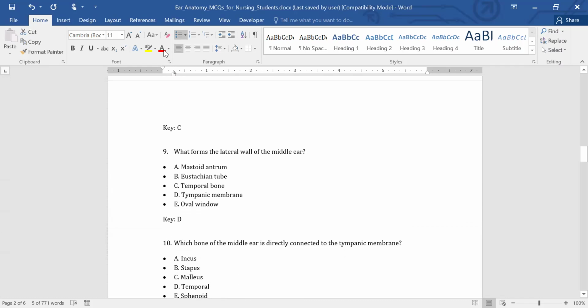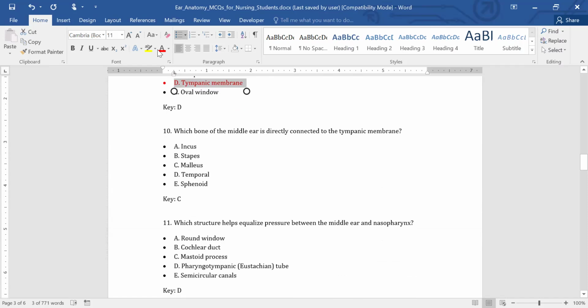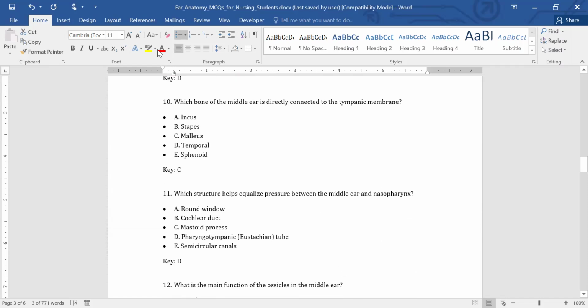What forms the lateral wall of the middle ear? It is the tympanic membrane which forms the lateral wall of the middle ear. Which bone of the middle ear is directly connected to the tympanic membrane? It is the malleus. Malleus is directly connected to the tympanic membrane.